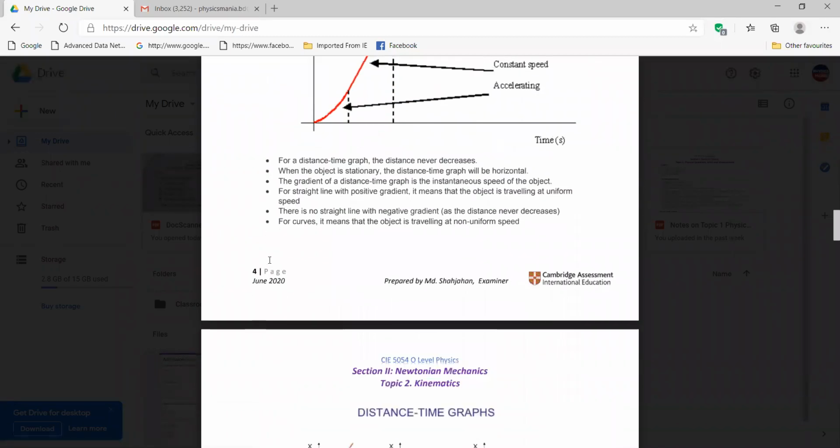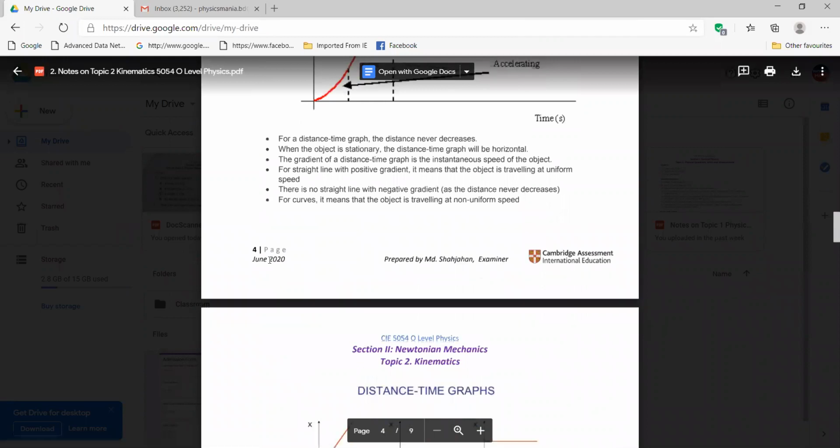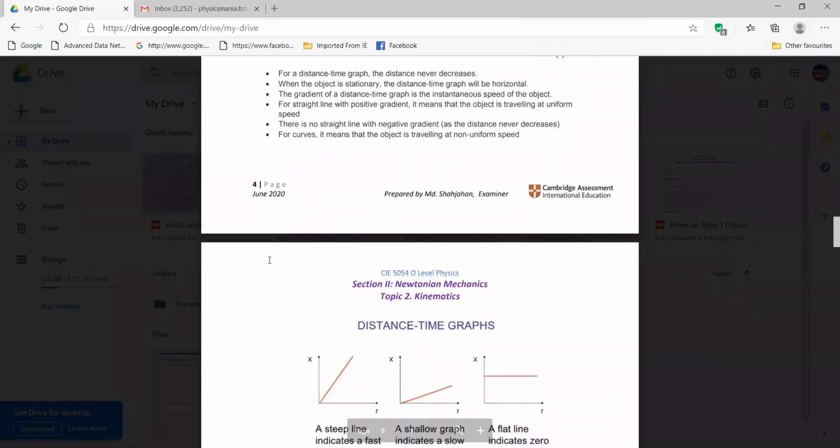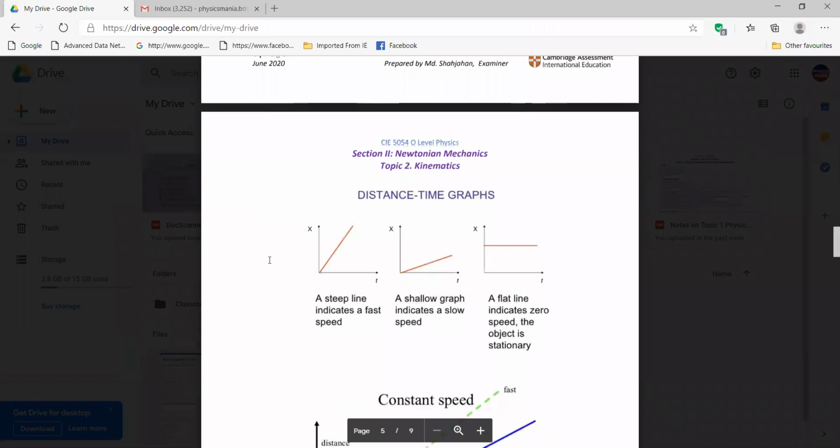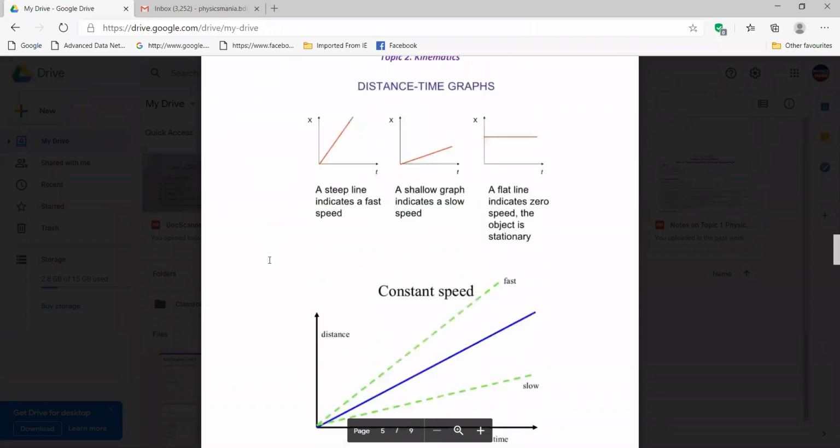Okay, then if you don't understand anything, you should ask me. Like I brought the idea of tangent. If you don't understand, you can ask me, no problem.